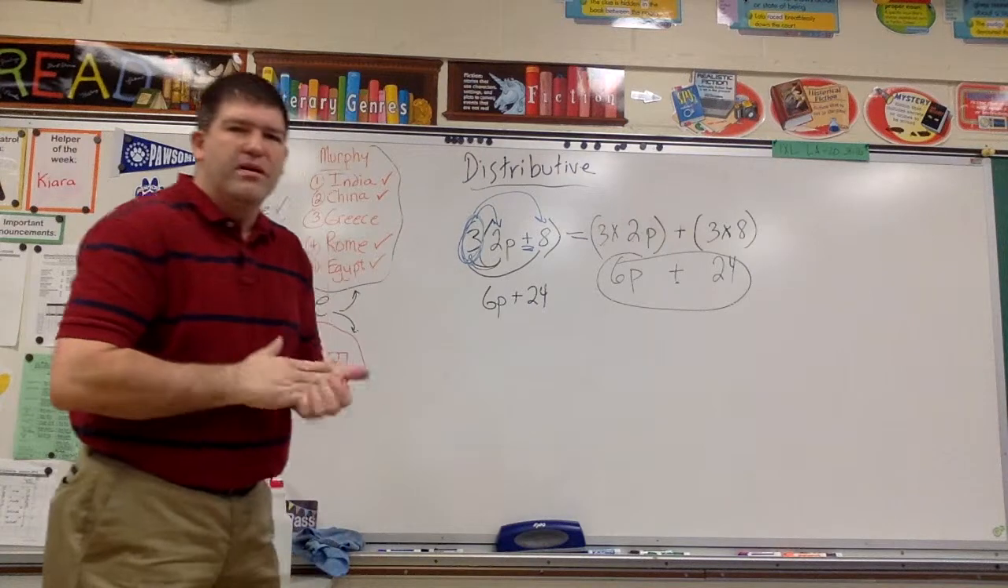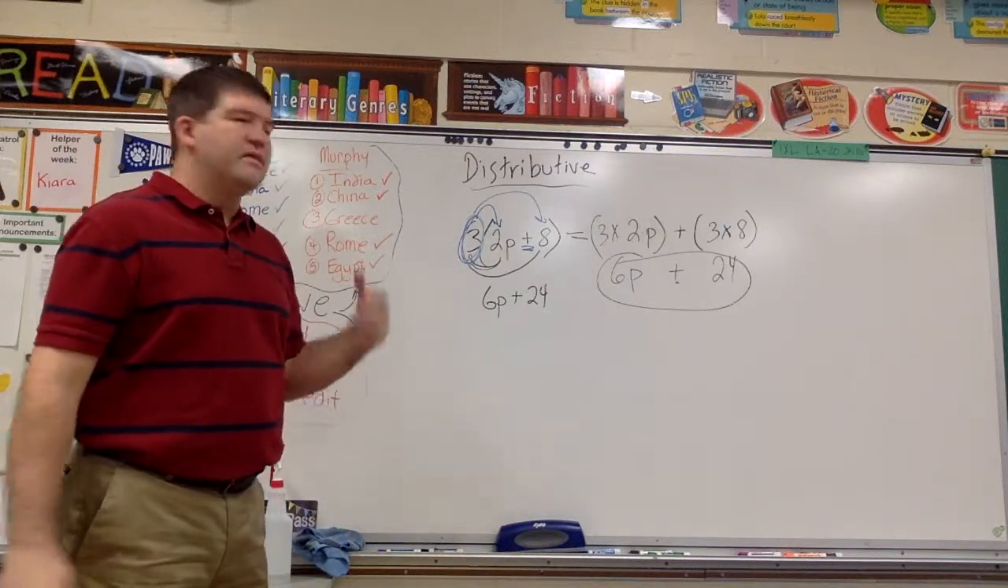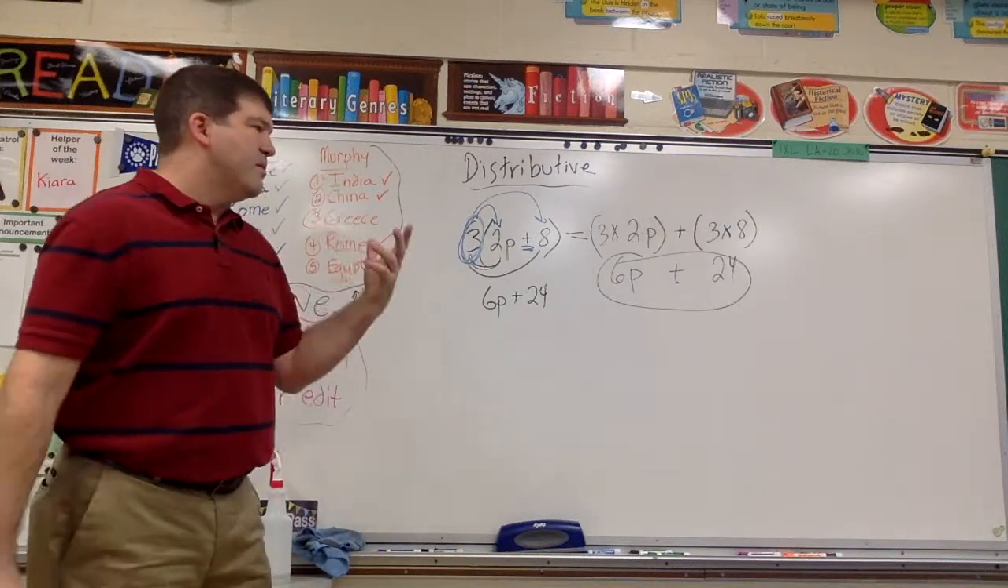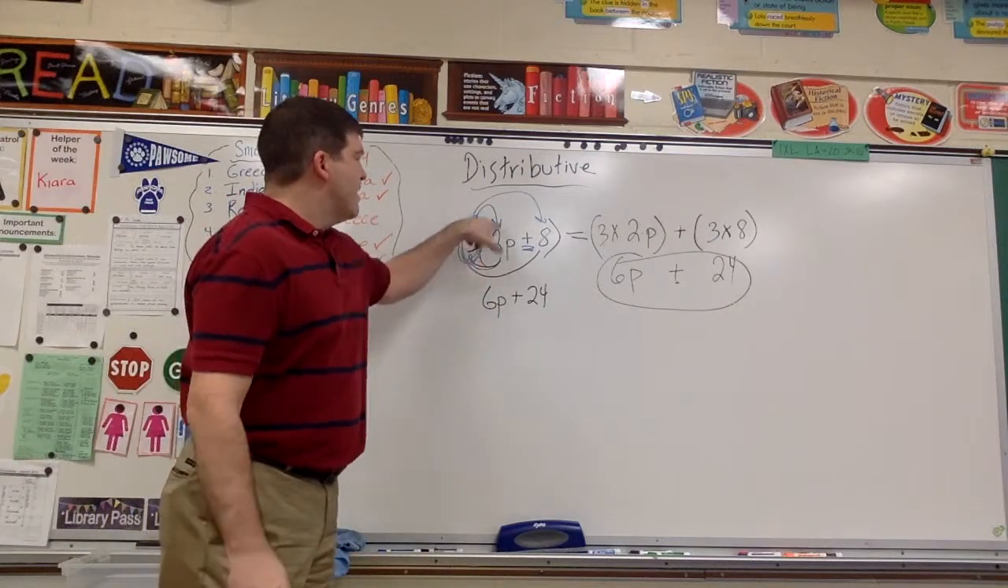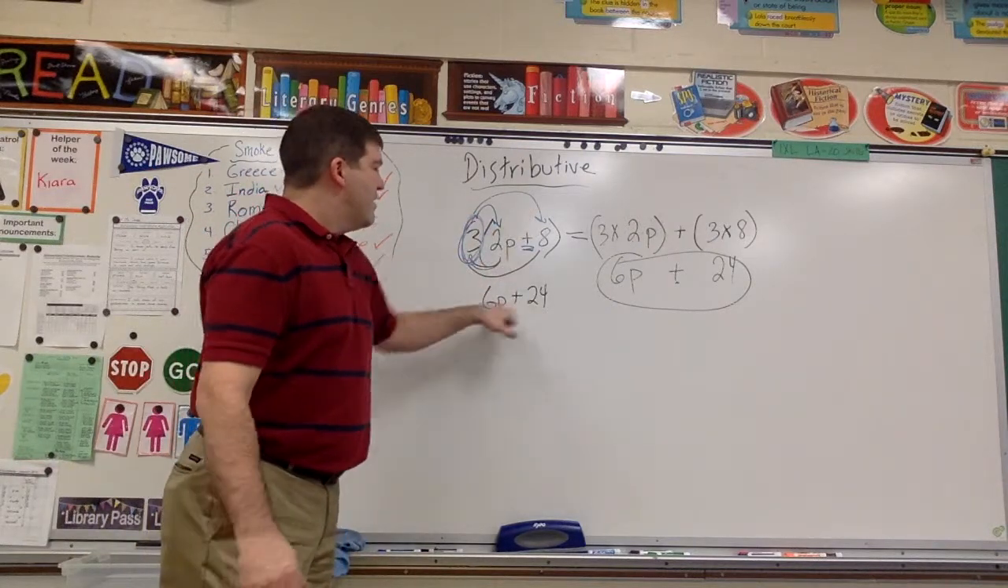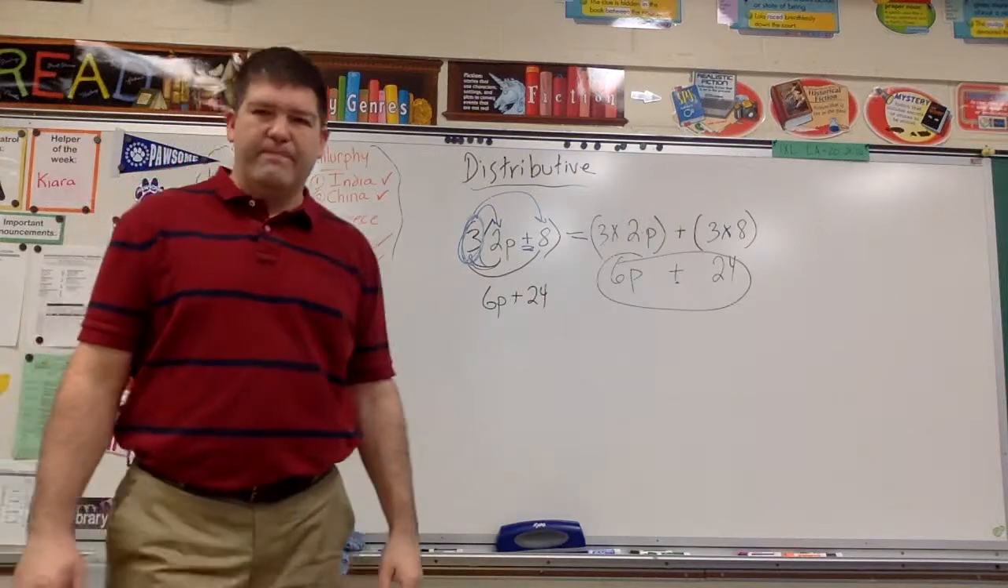It's a little tricky. It will come through practice, and the more you see it, the more we do it, you'll get to a point where you just say, oh yeah, when this is like this, you just times that to there, times that to that, you add it up, you get 6p plus 24. Okay?